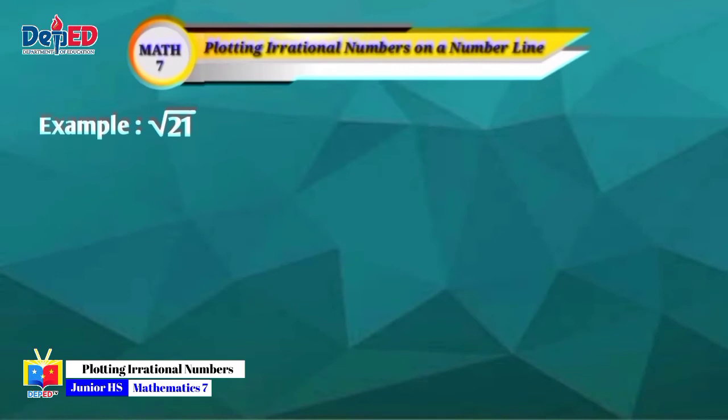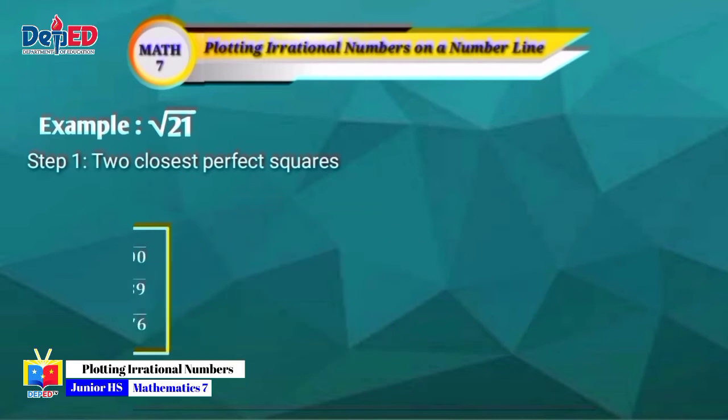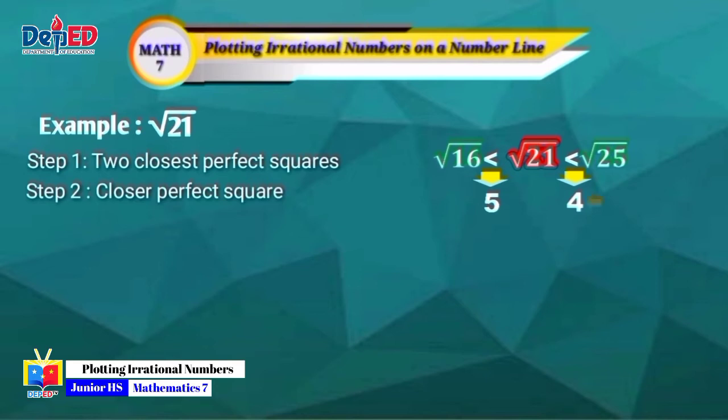Let us have another example. Plot square root of 21 on the number line. Step 1. Determine the two closest perfect squares. Square root of 21 lies between square root of 16 and square root of 25. So, the two closest perfect squares are 16 and 25. Step 2. Determine the closer perfect square. Get their difference. So, 21 minus 16 is equal to 5. 25 minus 21 is equal to 4. Since 4 is less than 5, square root of 21 is closer to square root of 25.